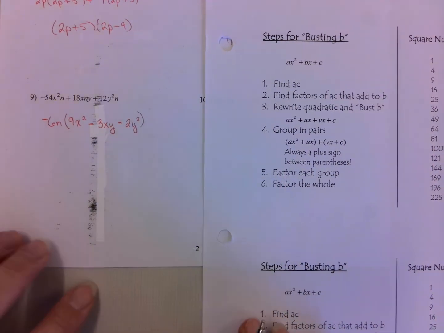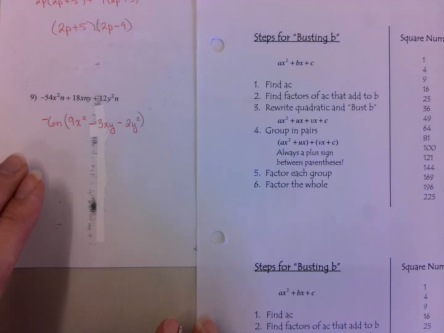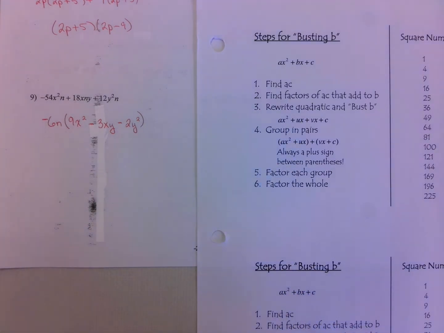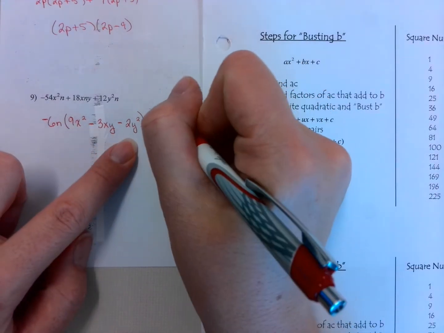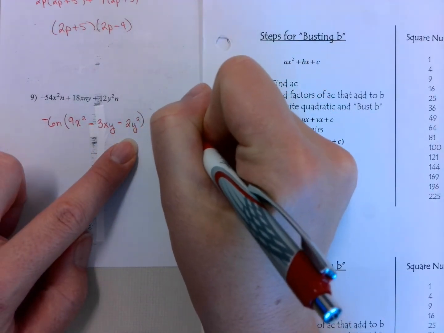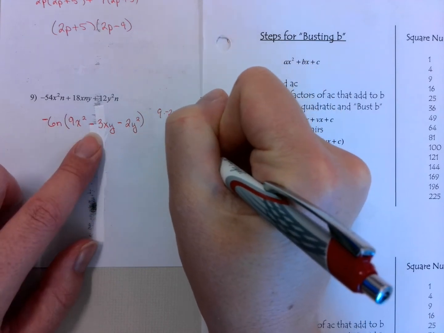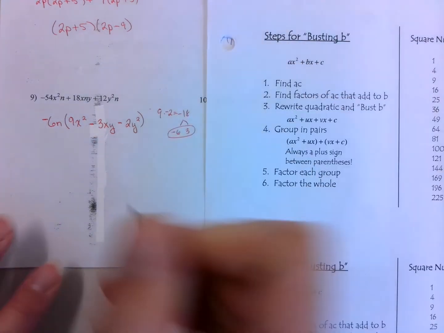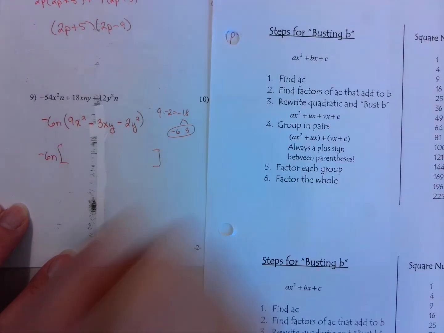Now, I personally think this would be a great trial and error problem. You got your negative 6n, and then I would just break it down. There's not too many options here. But if you really like the busting bee, 9 times negative 2 is negative 18. We need factors that add up to negative 6, or sorry, negative 3, so negative 6 and positive 3. Those are my factors. So leave that negative 6n out, and this is where I come back to my brackets.